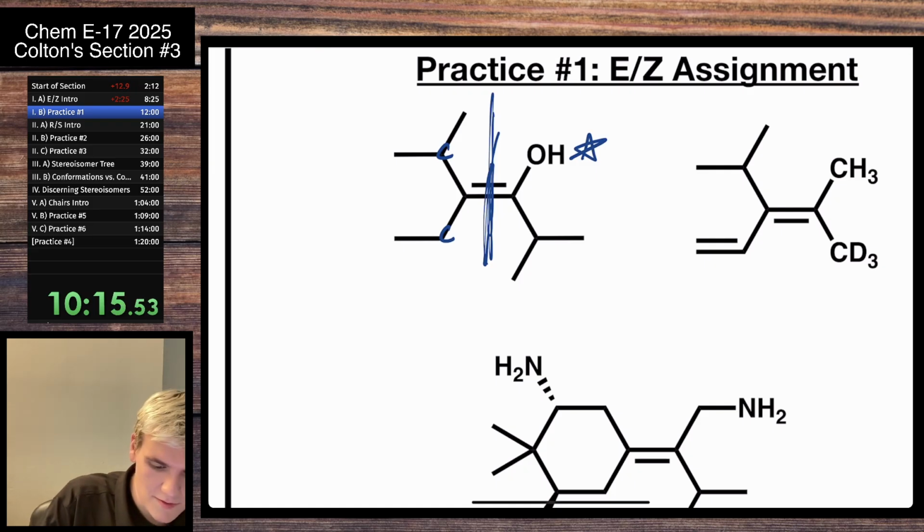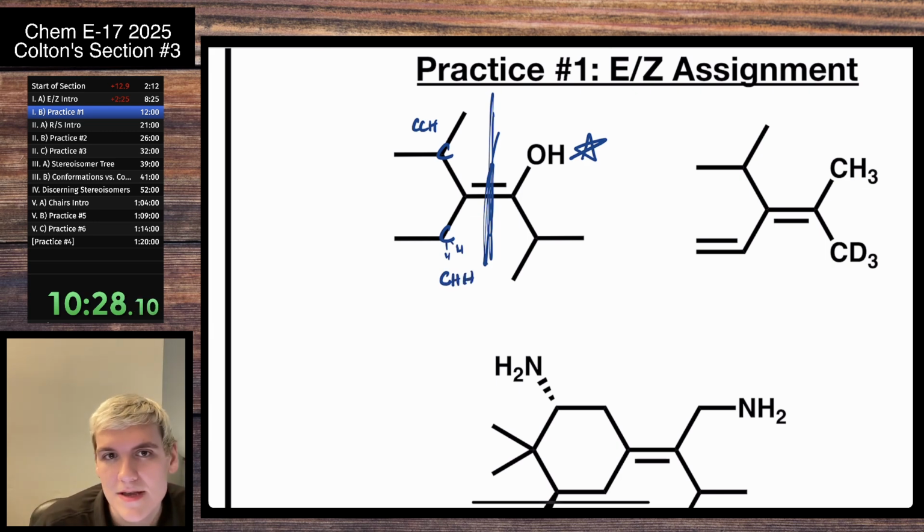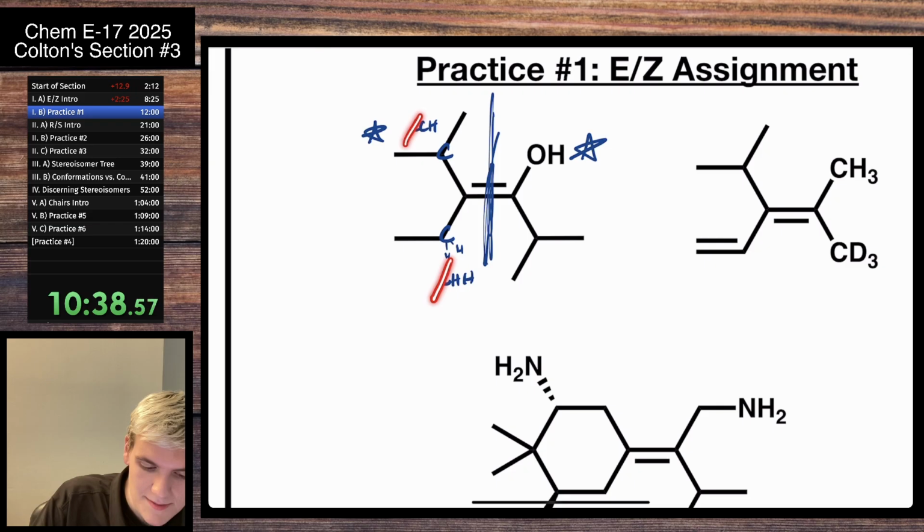Cool. So the top one, we would say its substituents are CCH. And the bottom one, it has 2 hidden hydrogens here, so it's going to be CHH. So who wins, CCH or CHH? Well, the top one, because it has 2 carbons here. And so this carbon ties with this one, but then this carbon beats this hydrogen. And so that's one way to think about it.